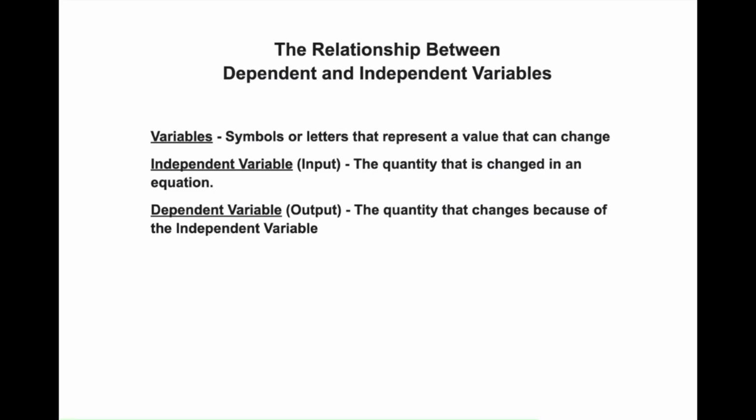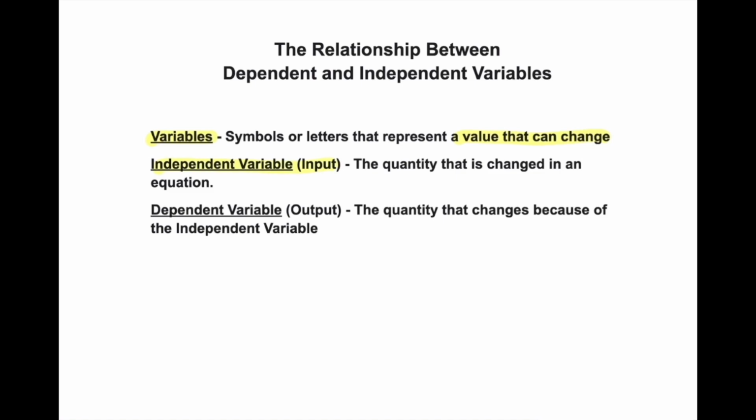In this video, we're going to talk about the relationship between dependent and independent variables. A variable is a symbol or letter that represents a value that can change. It's like a placeholder inside an equation where we can plug in different values. There are two types of variables.